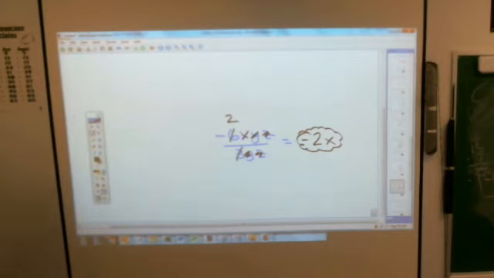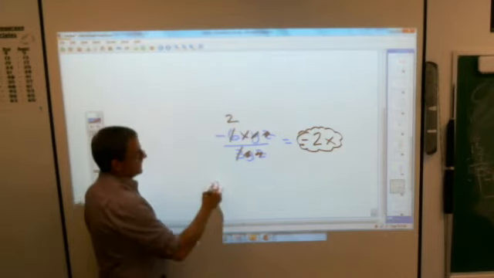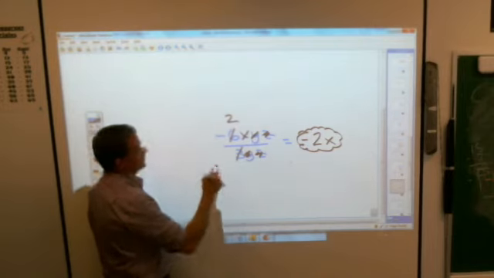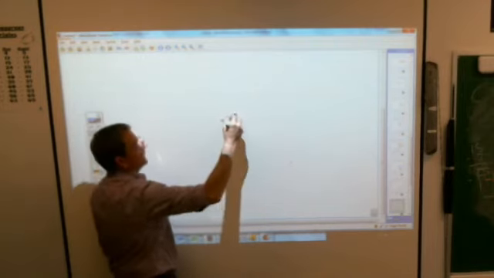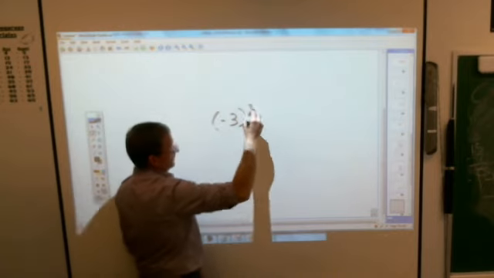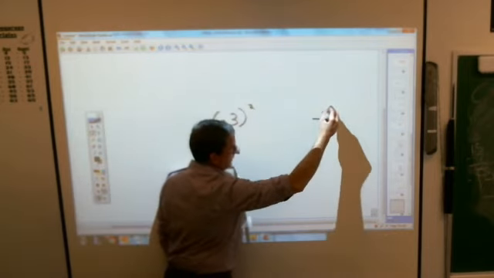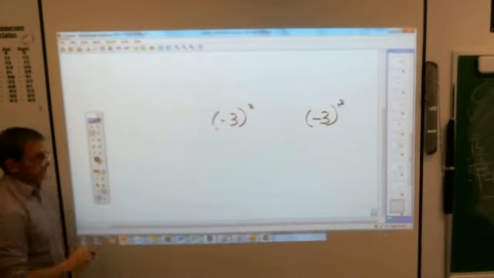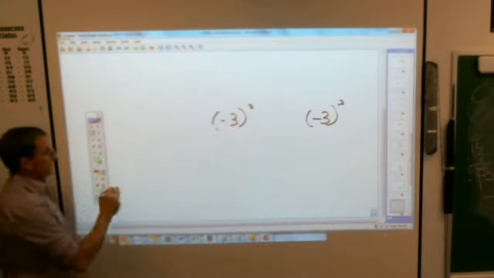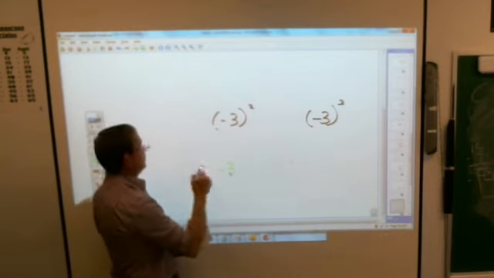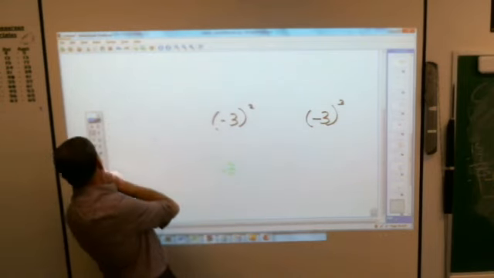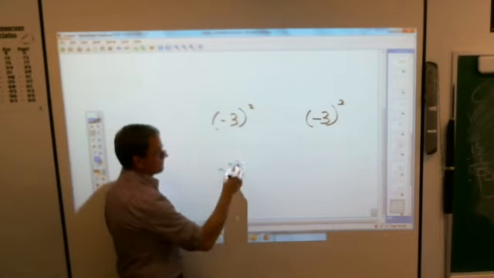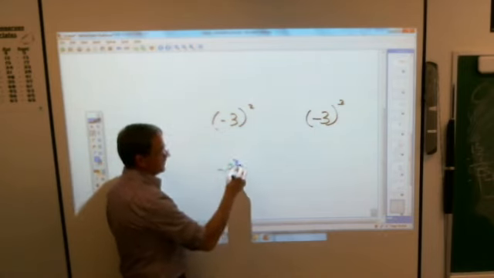Now you have to be careful with this. Take a look at this. What about this? Negative 3. Let me do it up here because it seems like it works better. Negative 3 squared. And what if I have a negative 3 cubed up here? And what if I have this? Negative 3 squared. This is a big, big, big issue people have.